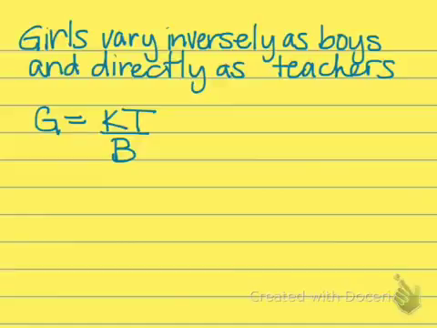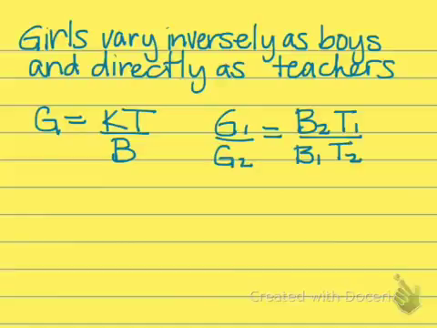Now if we do the ratio of that, G1 is to G2, and then inversely as boys, so we take those boys and flip them, B2 over B1, but directly as teachers, so we leave teachers T1 over T2.